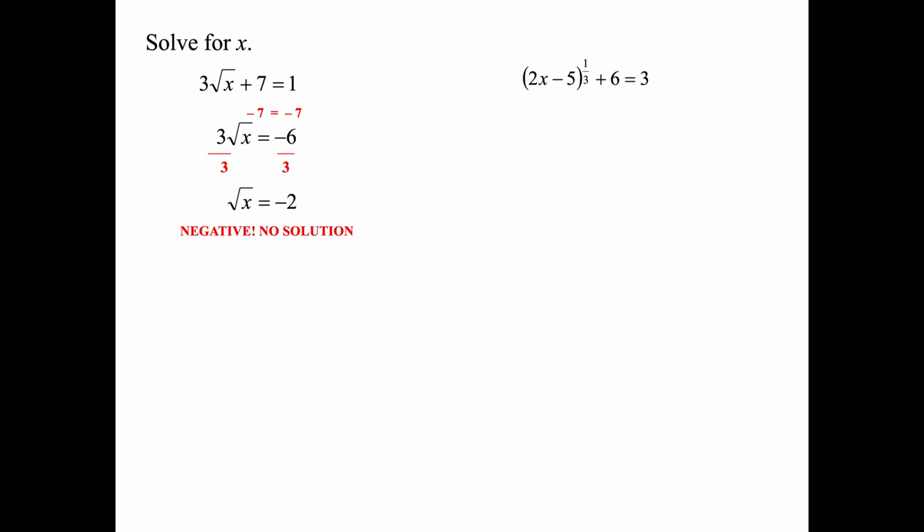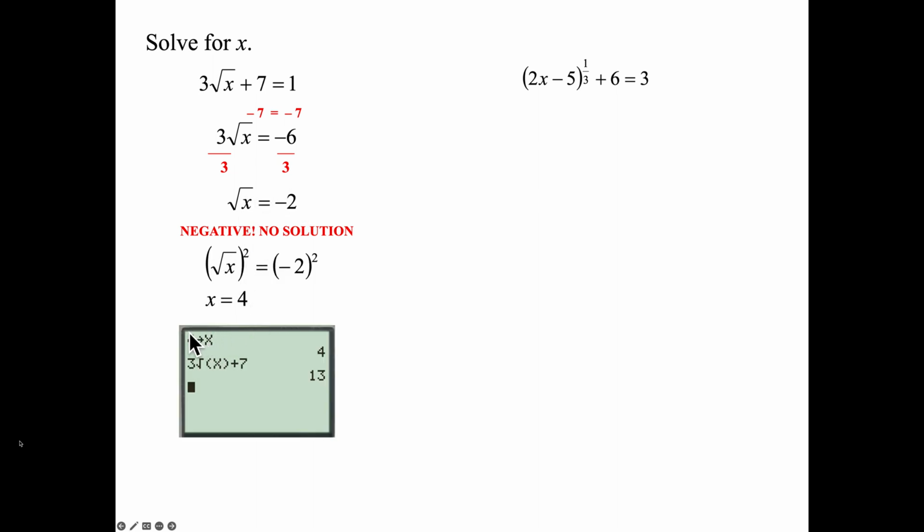You're done. Now, let's say you forgot, and you squared both sides anyhow and said x equals 4. Now you store the 4 in for x, so 4, the store button, x, enter. There's the 4. You type in the left-hand side, 3 times the square root of x plus 7. Old calculators put parentheses here instead of a text box. But that comes out to be 13, not a 1. So that tells me that my answer of x equals 4 is false, and it's wrong. I have to throw it away.